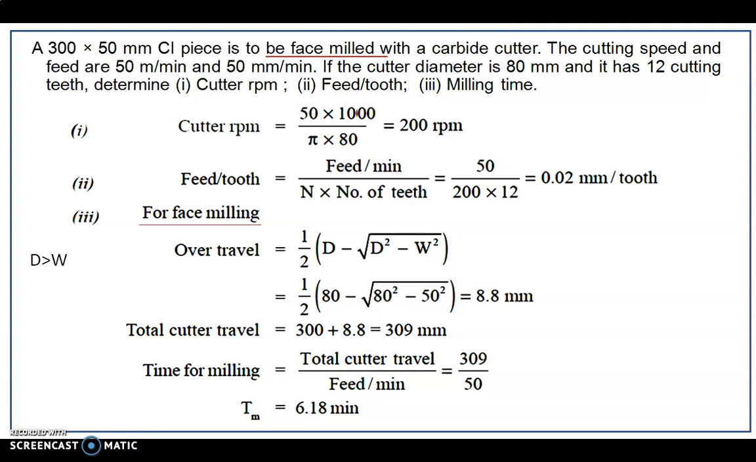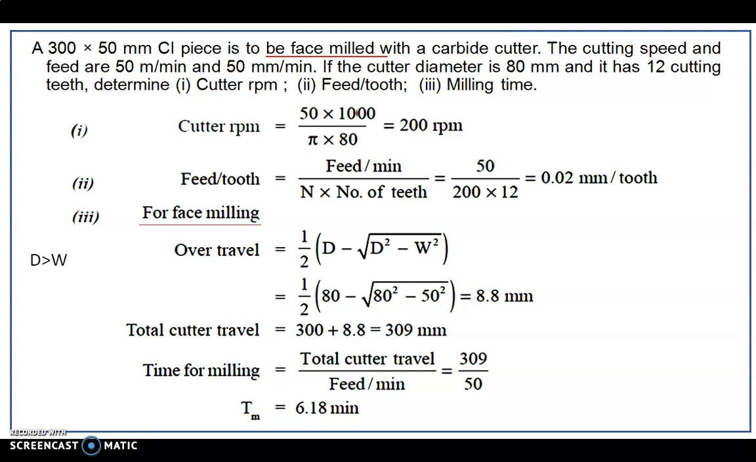A 300 by 550 mm cast iron piece is to be face milled with a carbide cutter. The cutting speed and feed are 50 meters per minute and 50 millimeters per minute. If the cutter diameter is 80 mm and it has 12 cutting teeth, here the number of teeth is given, so you need to find out feed per revolution. With 12 cutting teeth, determine cutter RPM, feed per tooth and milling time.